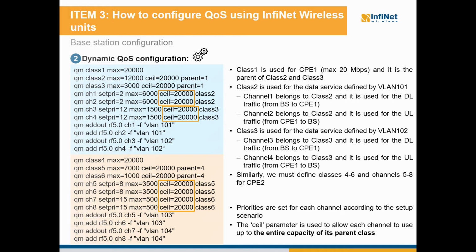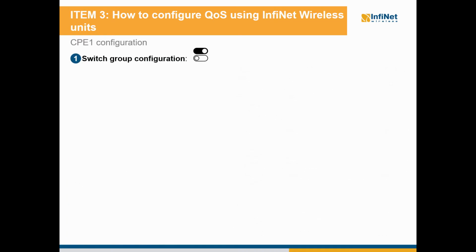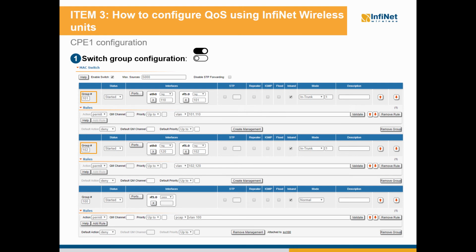The configuration of CPE1 starts with the switch groups as well. Switch groups 101 and 102 are used for the data traffic, and they should be set to the in-trunk operational mode with specific mentioning of the trunk group defined on the base station, which is trunk 1 in this case. Rules must be configured for each switch group to allow only the required VLANs to pass.